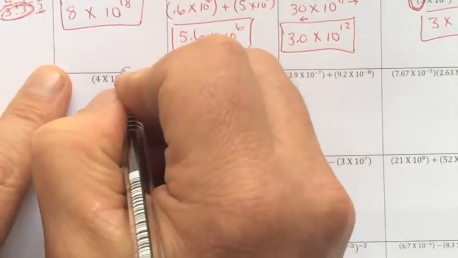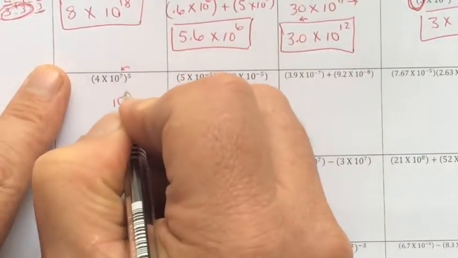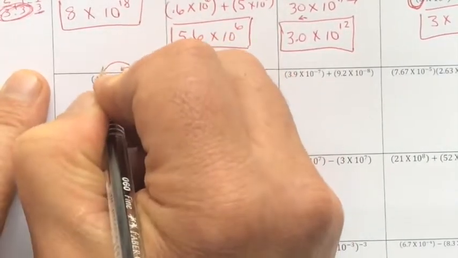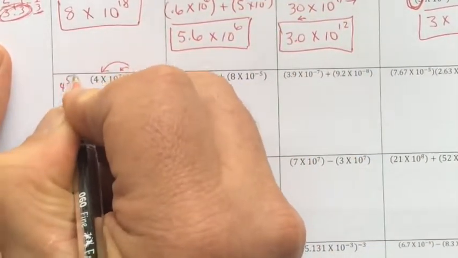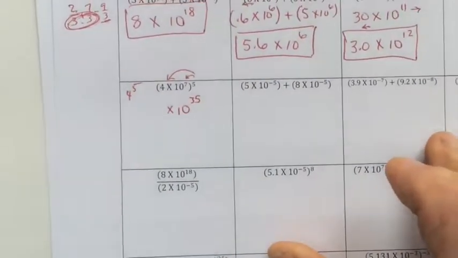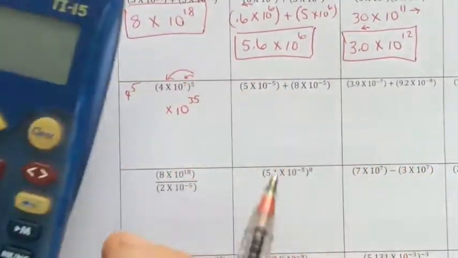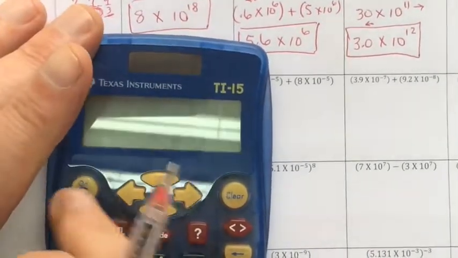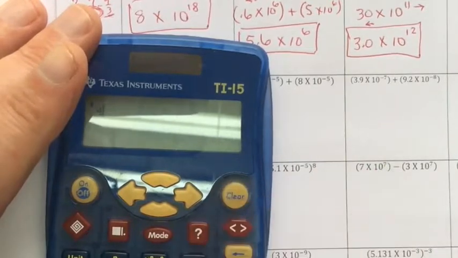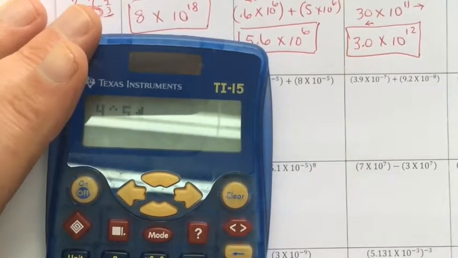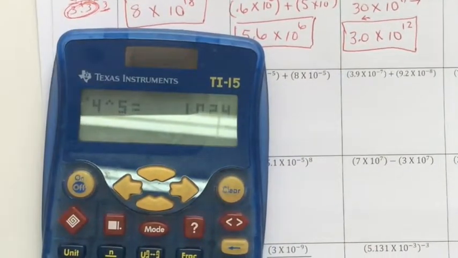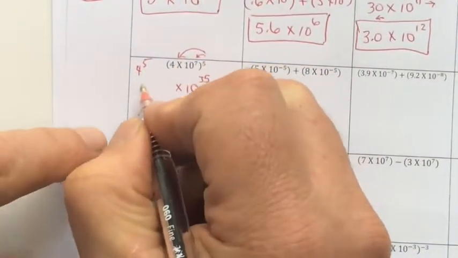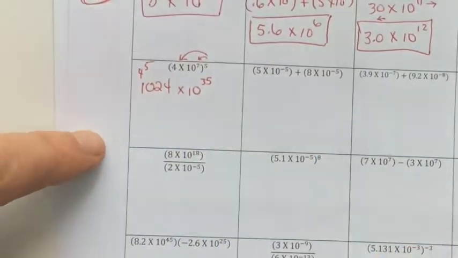So here, this 5 on top of that 7 is going to be a 10 to the 35 power. Now here we might need a calculator for that. We need 4 to the 5 power. That means 4 times 4 times 4 times 4 times 4. Or we get to our machine and we just ask it, what is 4 to the 5 power? 4 to the 5 power is 1024.